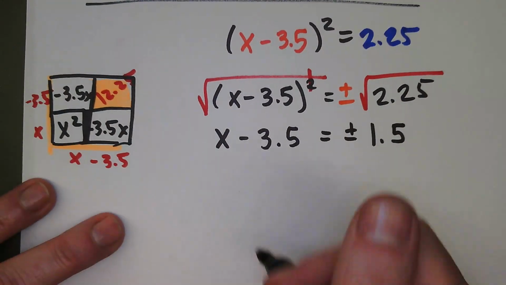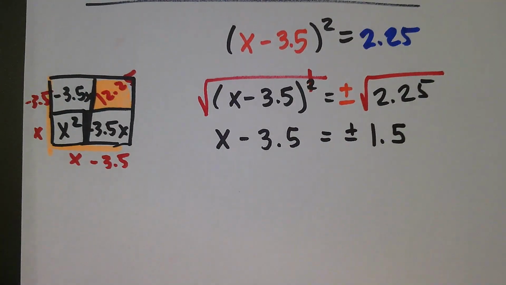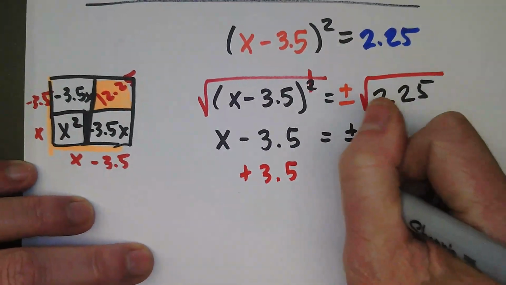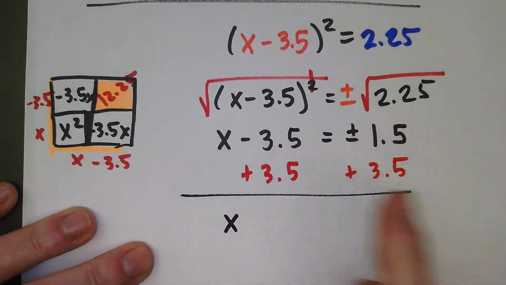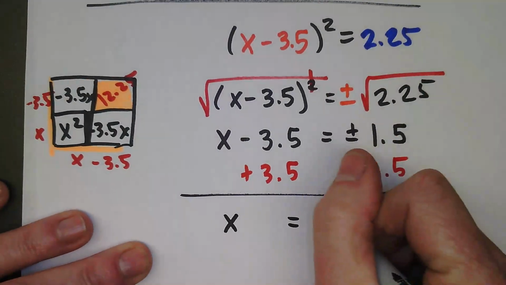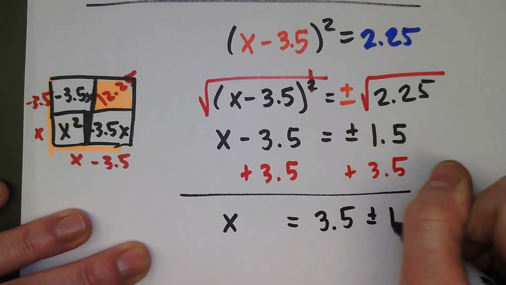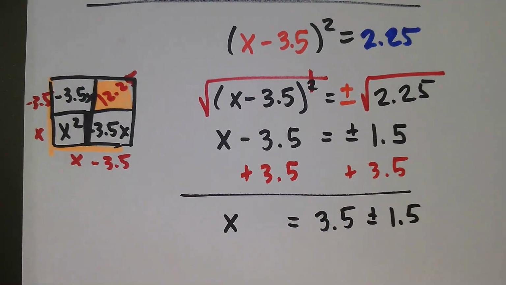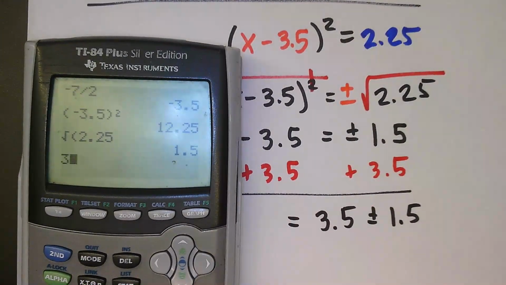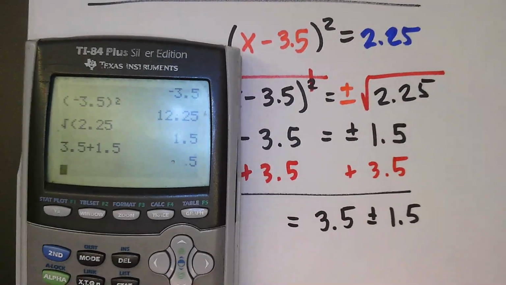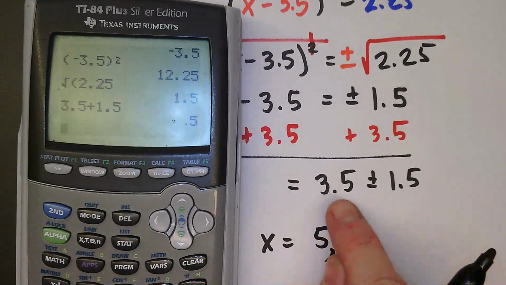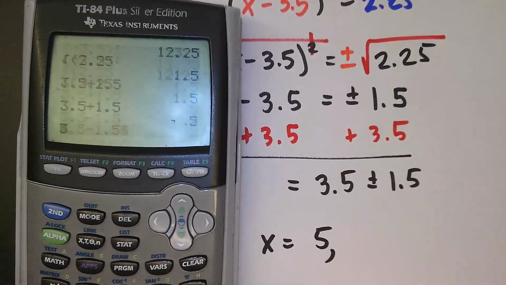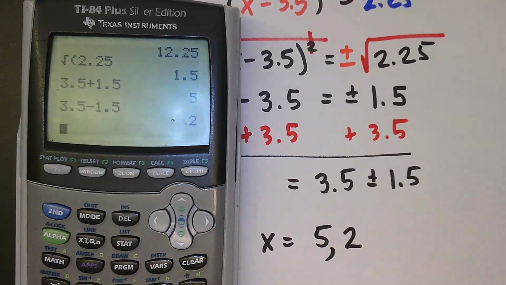And then from here, I just need to add my 3.5 to both sides, right? I'm just going to do plus 3.5 plus 3.5. And it looks a little odd to start. These cancel, so I have x equals 3.5 plus or minus 1.5. And this is actually going to work out to integers. It did not look like it at the beginning, but it will. We're going to get positive or negative whole numbers here. 3.5 plus 1.5 is going to give me 5. So my first answer is that x equals 5. And then my second one is 3.5 minus 1.5, and that is 2. And those are my two solutions.